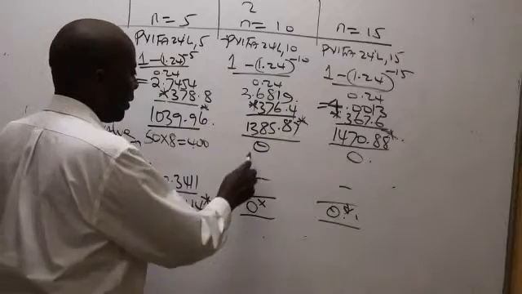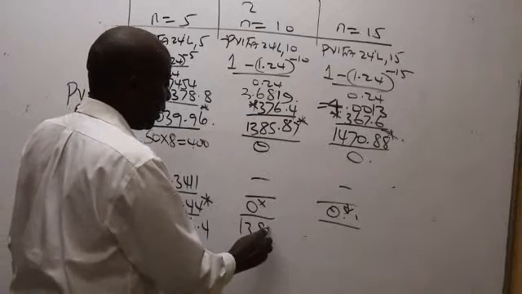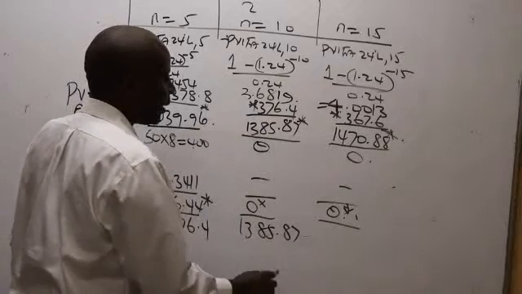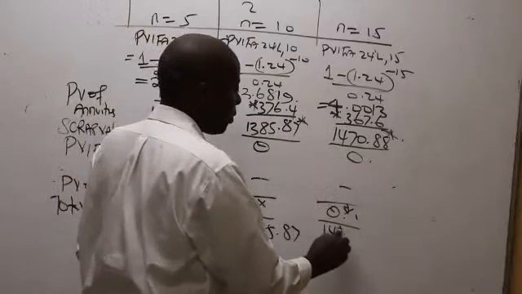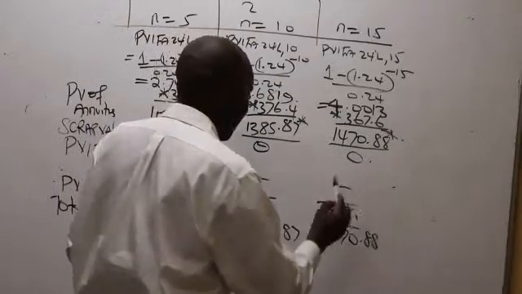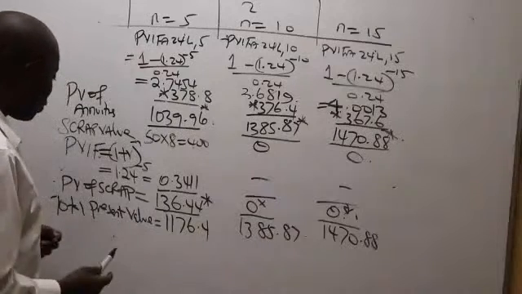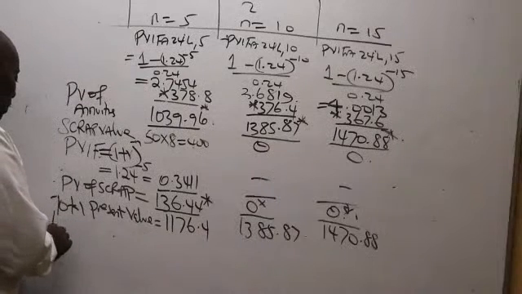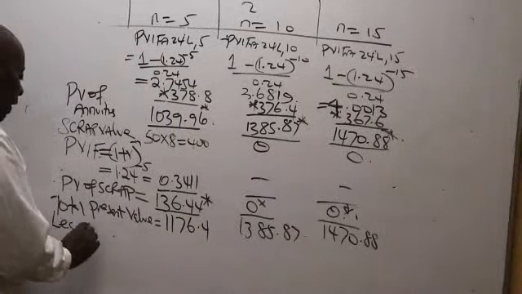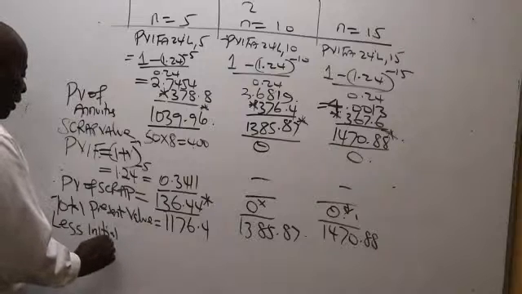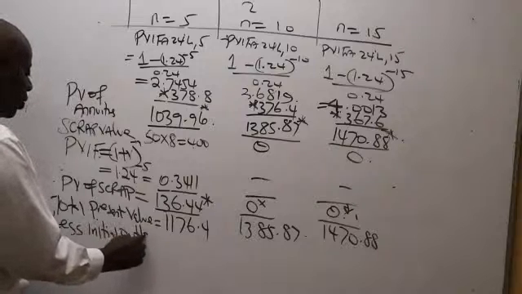1176.4. And then we have this one, of course, will be 1385.87. Then we have this one here will be 1470.88. So having gotten the total present value, to change this to net present value, you will come and less the initial outlay.